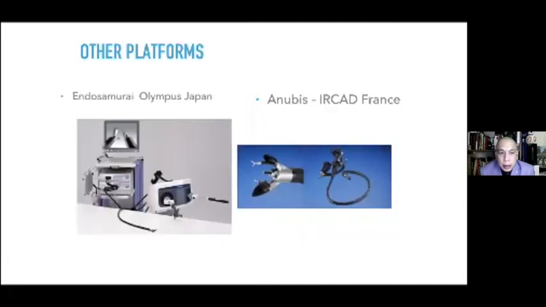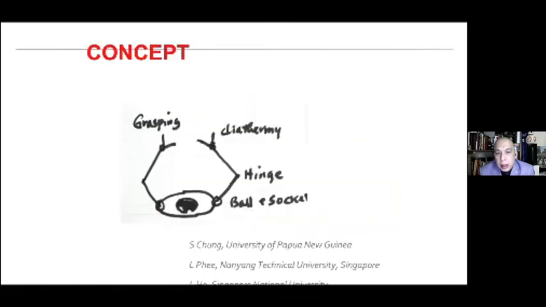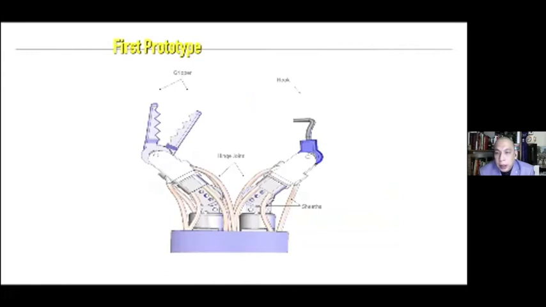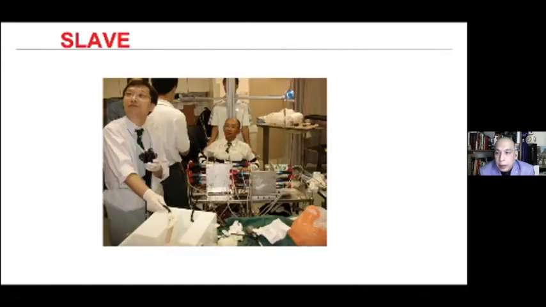Other platforms, a scope having multiple arms to be able to do some dissection. It's only things that you see on the experimental side, but really it's now available in the market. And the concept is being able to put working arms or working robotics or working tips at the tip of an endoscope. These are prototypes by Professor Chung and Jimmy So.